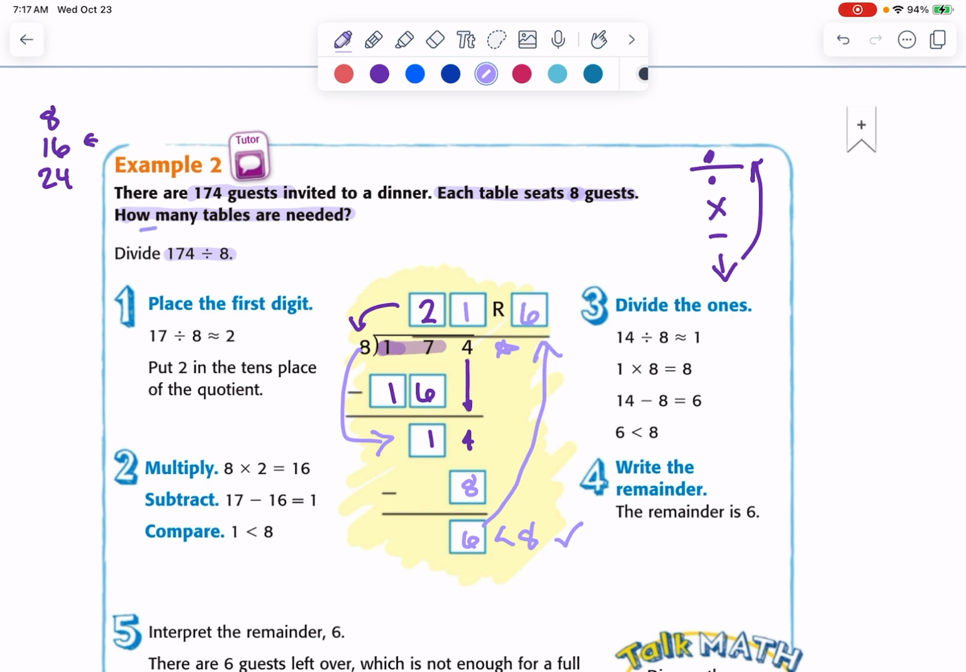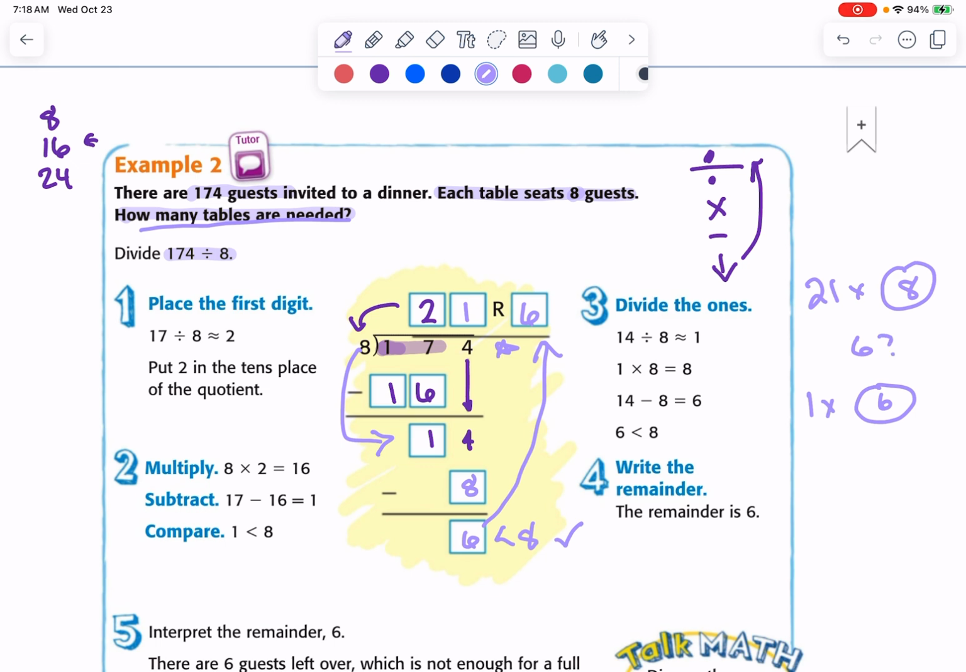All right, the question was how many tables are needed for all my guests. So I know I need 21 tables of 8. But what do I do about the 6 people? Do I tell them to go home? Well, no, that would be rude. So I'm going to have 1 table with 6 people.